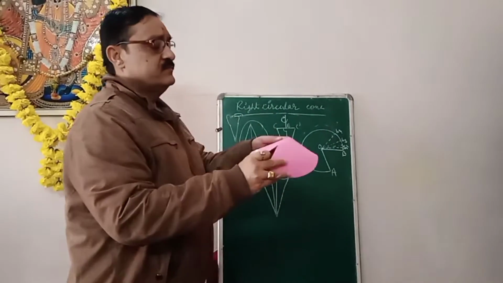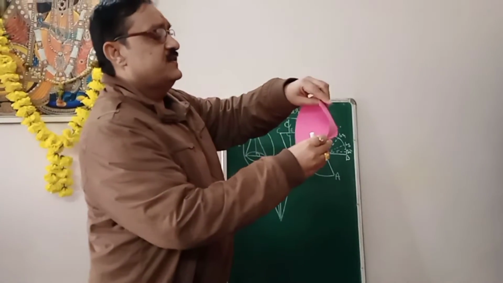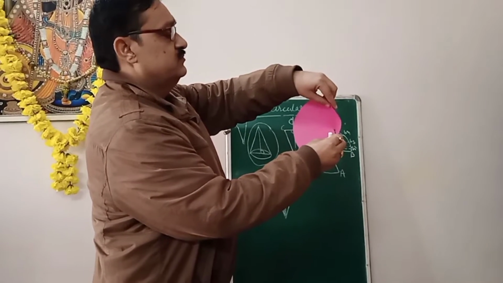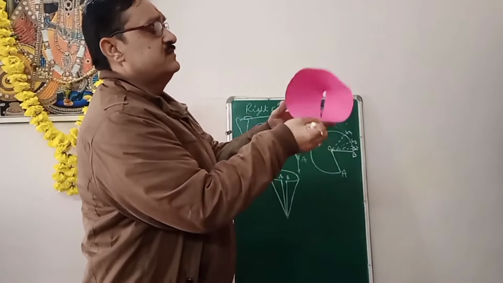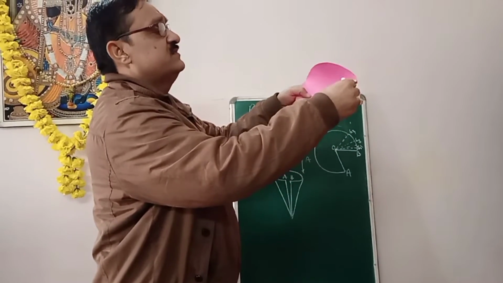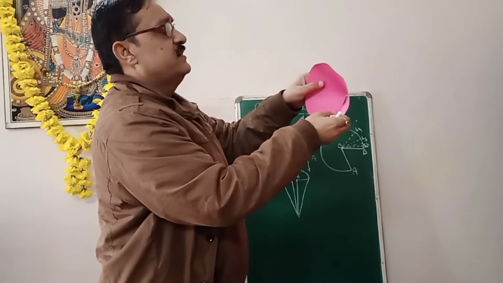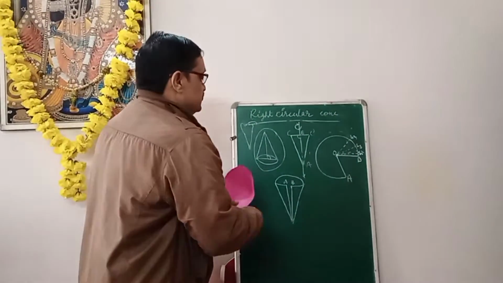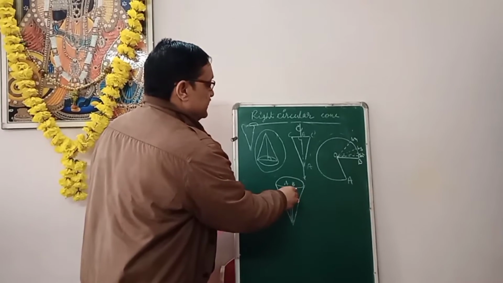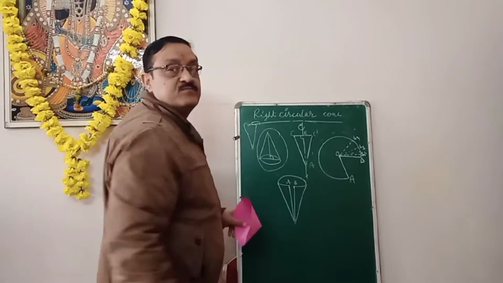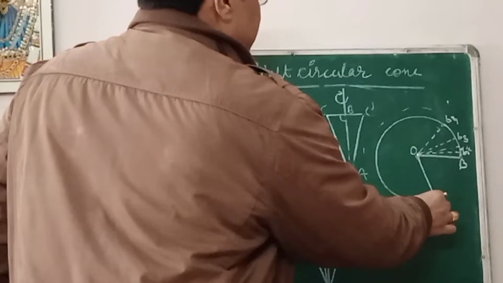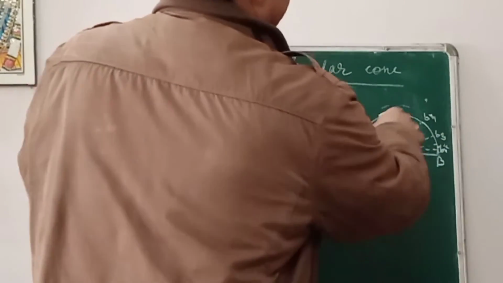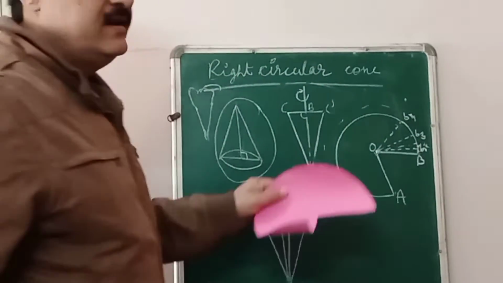This cone, which all of us have seen, is formed from this. These two ends, A and B, were joined together side by side to make a cone. When I open it up, it gives a figure of a circle sector.